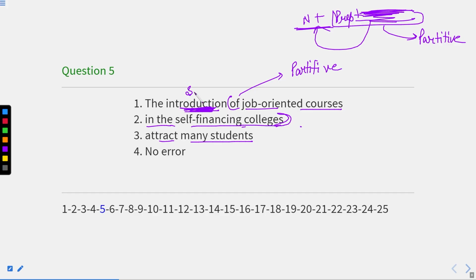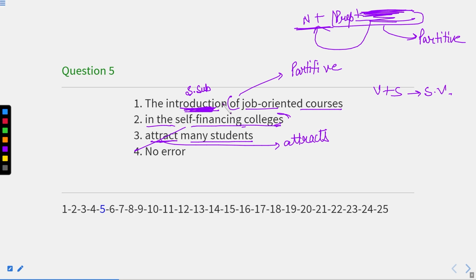is actually uncountable. It means singular subject, and if the subject is singular, we need to write singular form of verb. Therefore this attract is plural verb, and by just adding s to a verb, it converts into singular verb. Okay, whenever we add s or es to a verb, it converts into singular verb. Therefore this attract should be replaced with attracts. Okay, and the correct sentence will be the introduction of job oriented courses in the self financing colleges attracts many students. Okay, so actually this is the introduction that attracts many students.